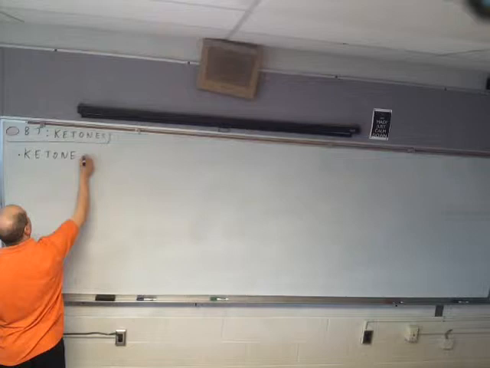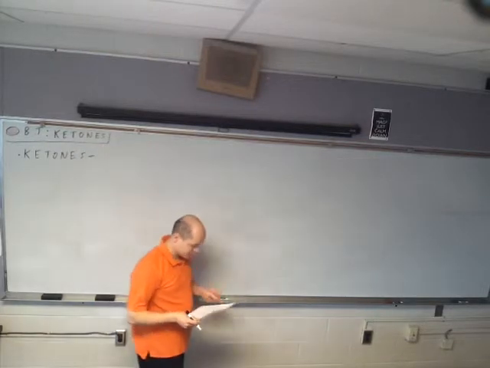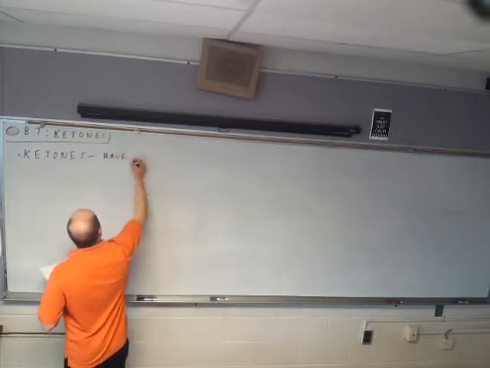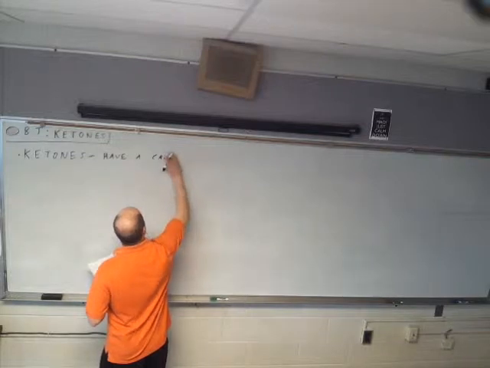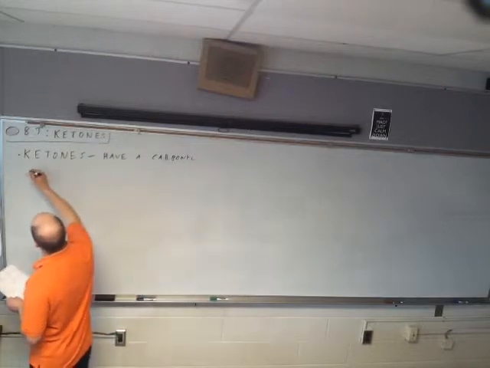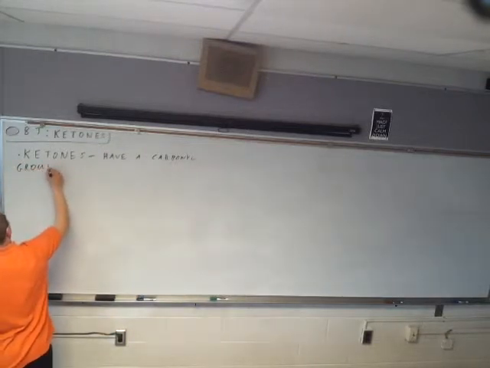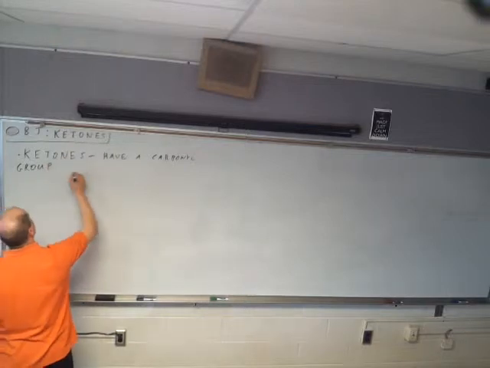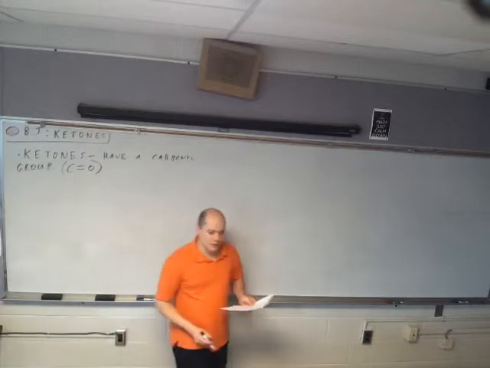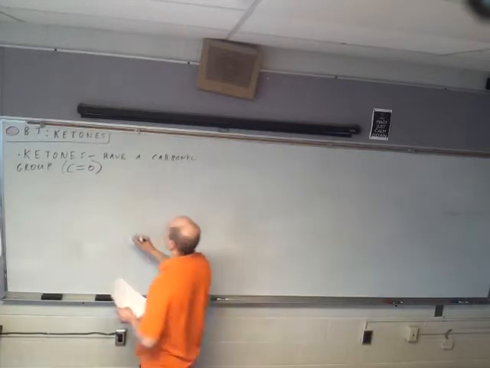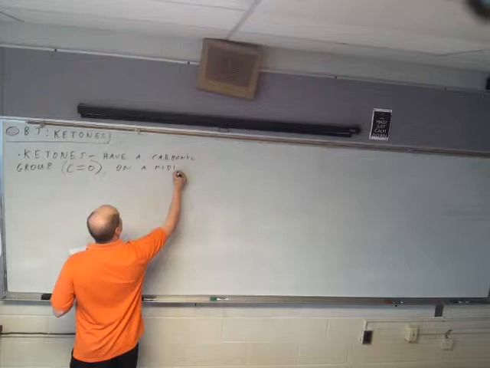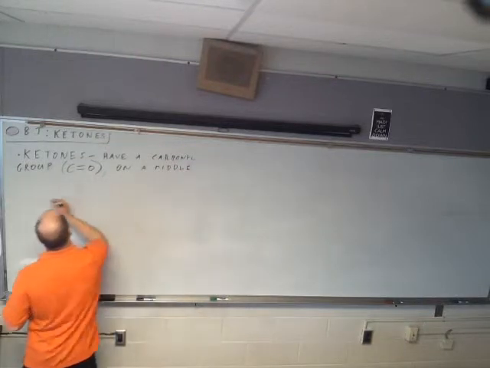Ketones. So ketones, they have a carbonyl group. You've actually seen this one before. It just looks like CO, right? The aldehydes have these two. The ketones, they have this group on a middle carbon. So it can't be the end carbons, it can only be one of the middle ones.